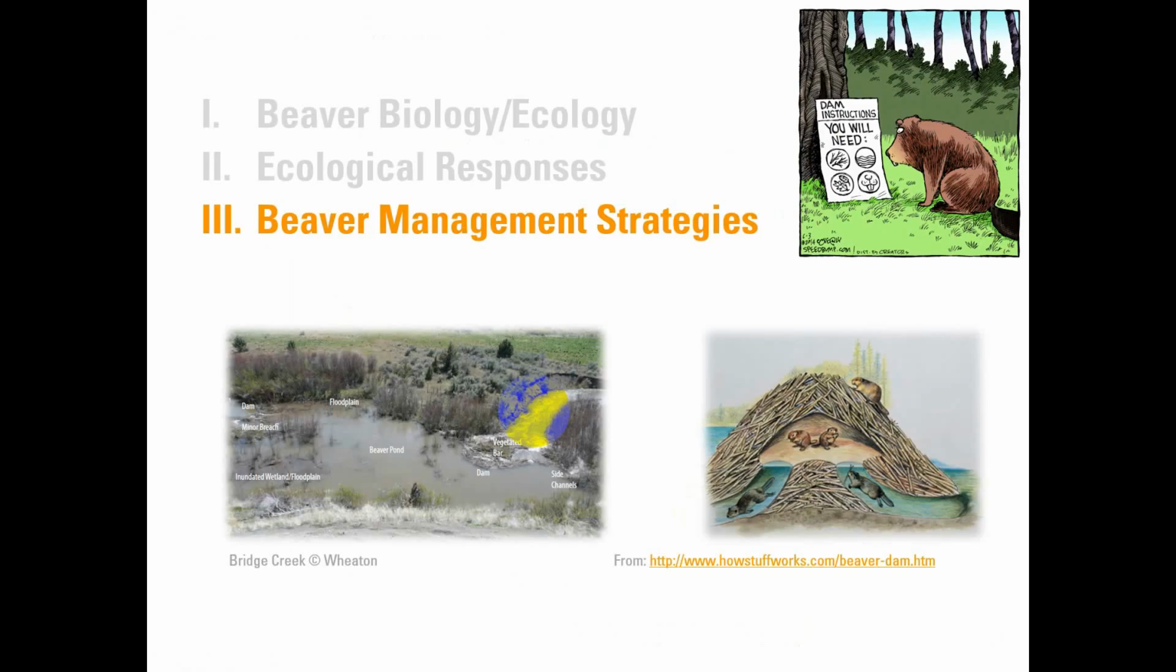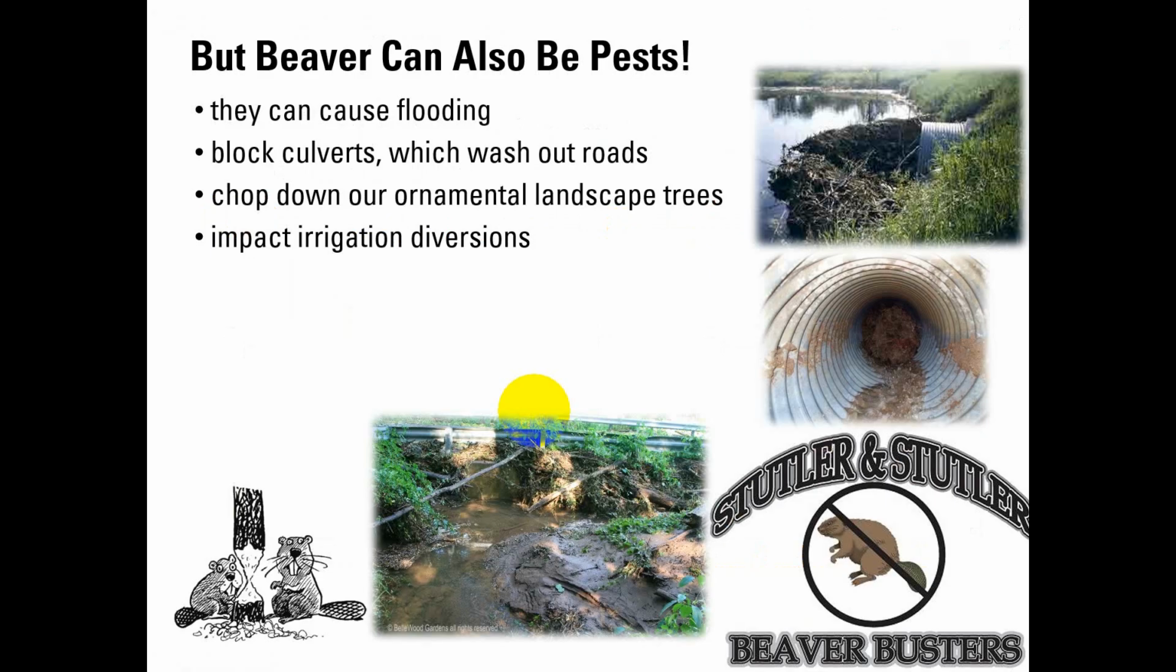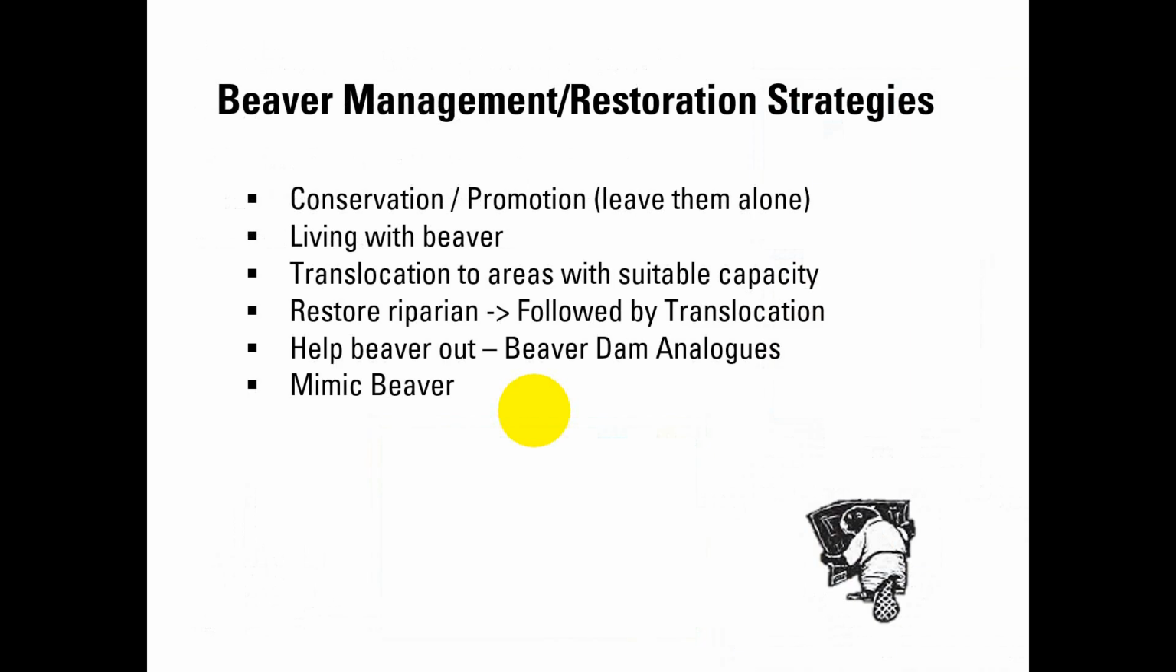Okay, let's switch gears and talk a little bit about different beaver management strategies. We have to recognize that beaver, even though they do all these amazing things to the landscape, can also be pests. They can flood people's properties. They can block culverts, which can wash out roads and flood railroads. They chop down ornamental landscape trees and orchards, and can plug up irrigation diversions and canals. And so there are times when we're going to have to mitigate for those potential impacts.